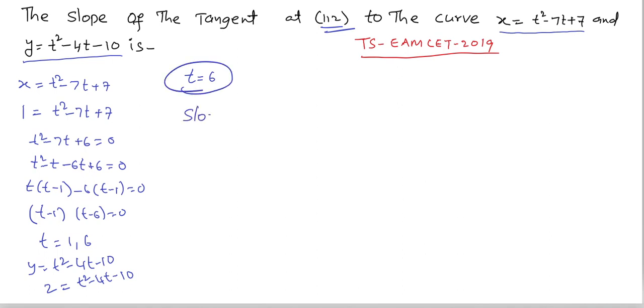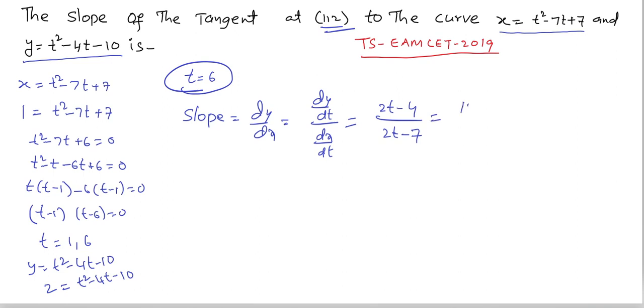Now we find the slope. Slope is equal to dy by dx. This dy by dx is written as dy by dt by dx by dt. So dy by dt means the derivative of y, that is 2t minus 4, by dx by dt, which is 2t minus 7. 2t minus 4, that is 2 into 6, 12 minus 4, by 12 minus 7, is 8 by 5. So therefore dy by dx, the slope, is equal to 8 by 5. Answer.